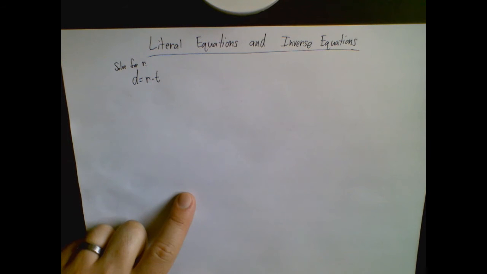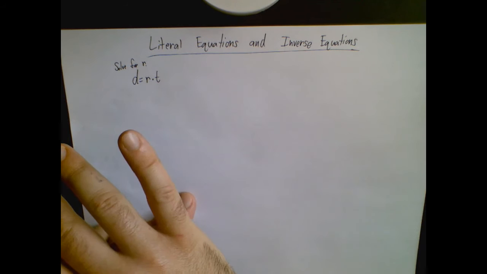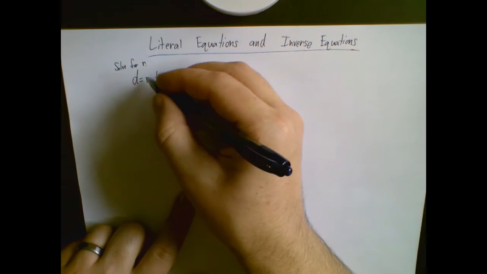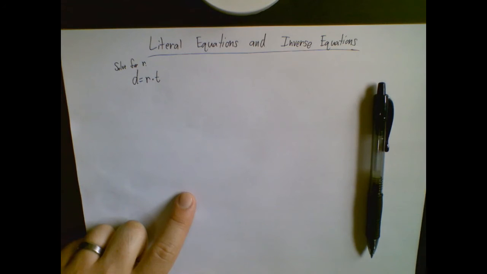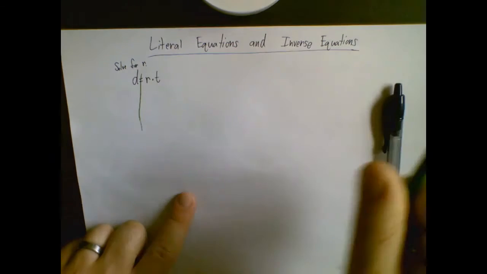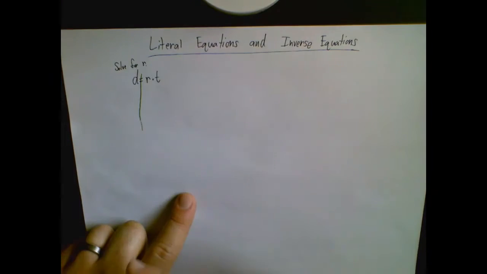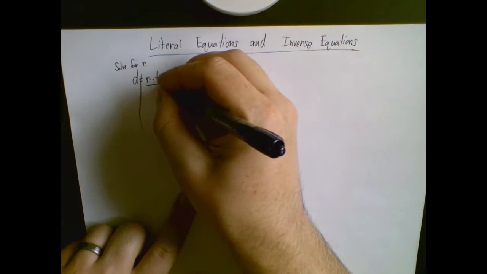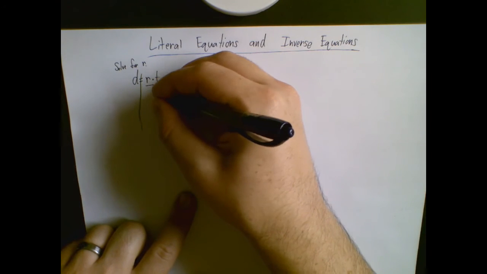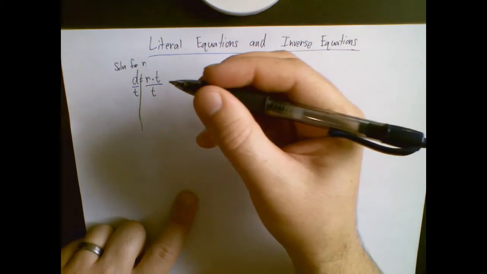This part is tricky for people to think about because they're letters instead of numbers, but it doesn't change at all. If I want to break a multiplication, I'm going to do a division. If I want to break an addition, I'm going to do a subtraction, etc. So if I want to solve for r, I want to get r by itself. Right now I have r times t. That's multiplication. How do I break a multiplication? Division. So I want to divide by the one I want to move.